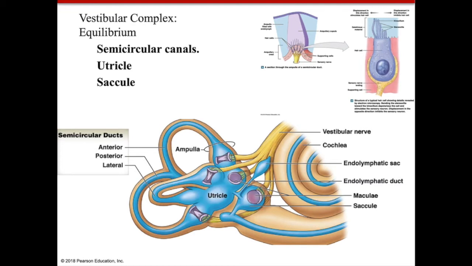And they will be detecting the position of the head in relation to the body. So we have two components: the semicircular canals, which are essential for rotation of the head, and the utricle and the saccule, which are important for linear movements. So, for example, nodding yes with your head.